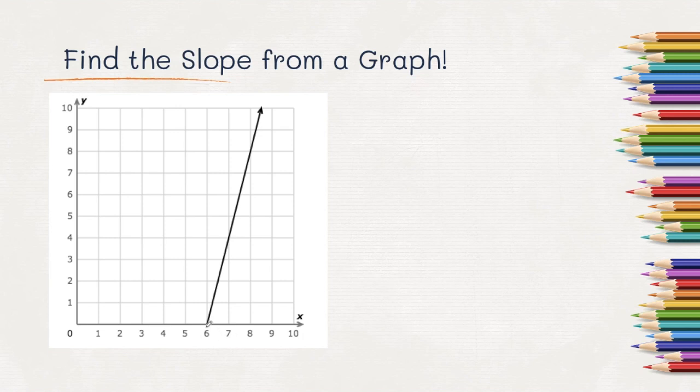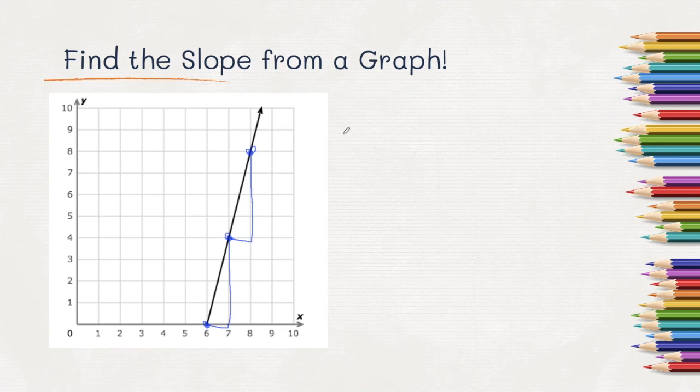Let's see, on this graph you could look here, 6 for x, 0 for y, or you could look here, 7 for x, 4 for y. Ooh, there's another one. 8 for x, 8 for y. Doesn't matter which one you use because it will be the same ratio. What is the rise divided by the run? If you look carefully, these are the same, so it does not matter which triangle you use.